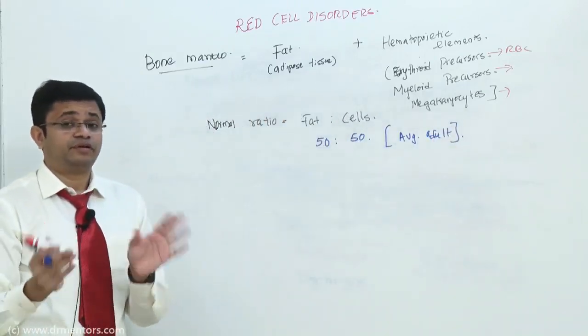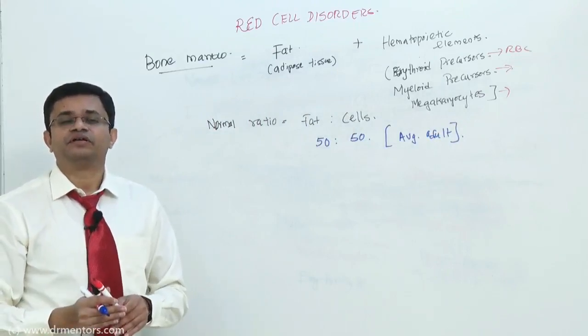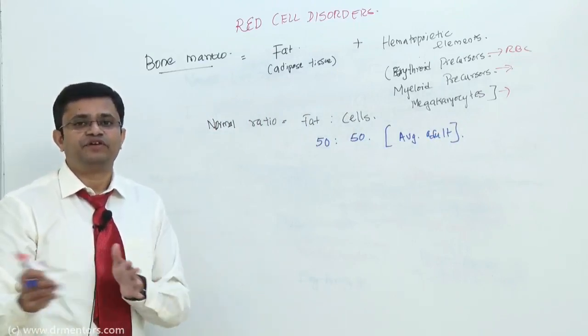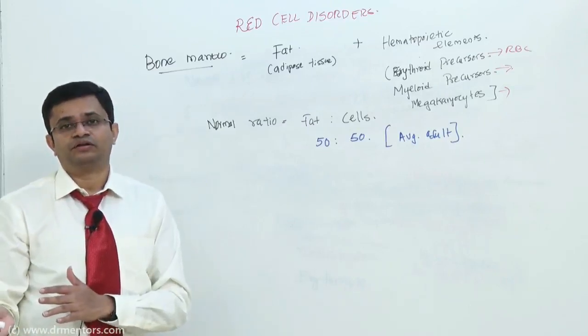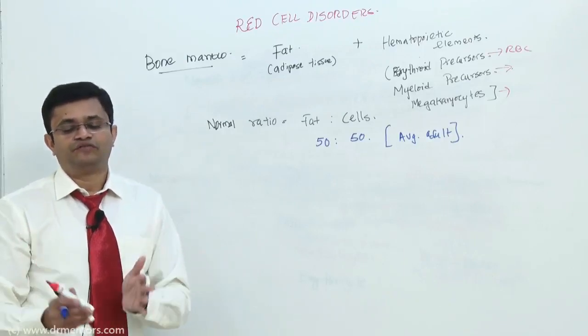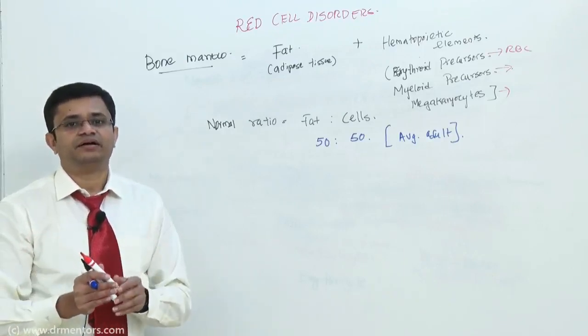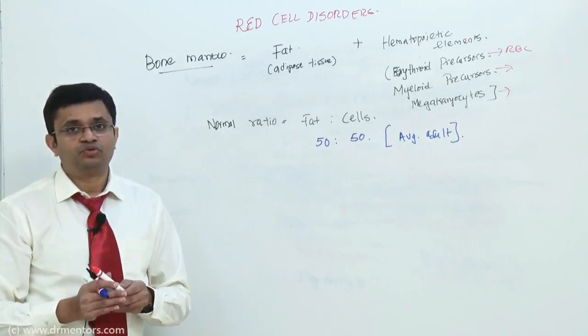Suppose you have a patient aged 25 or 30 years, compared to 65 years. Then I can't use the same logic of 50-50 for both the young adult and the older adult. So I have a little formula for you. It's very easy. All you have to do is take the percentage of marrow into 100%.